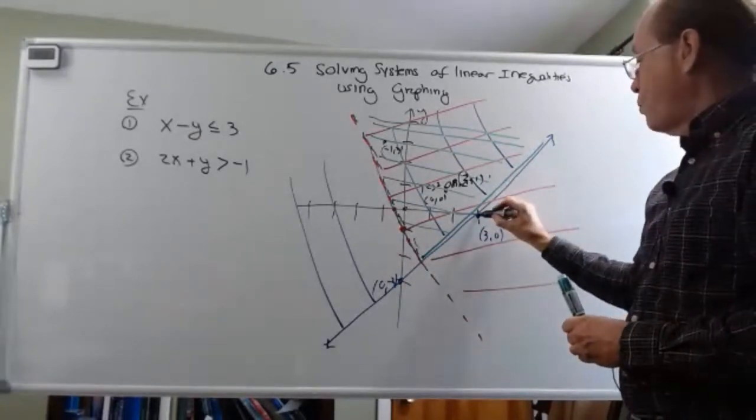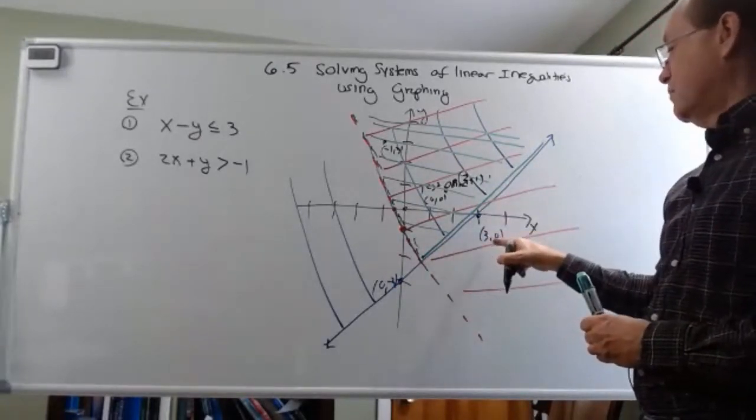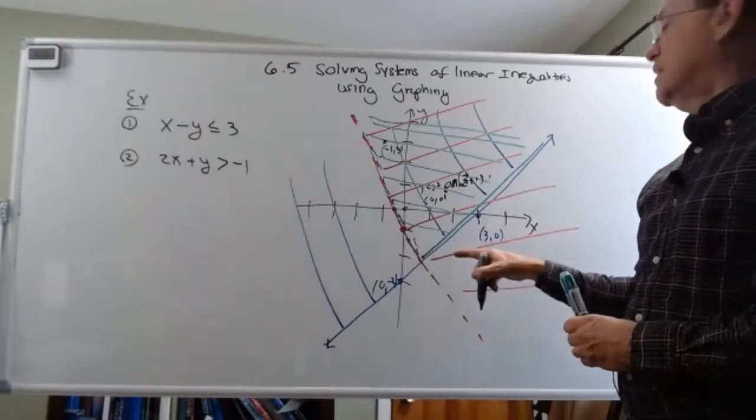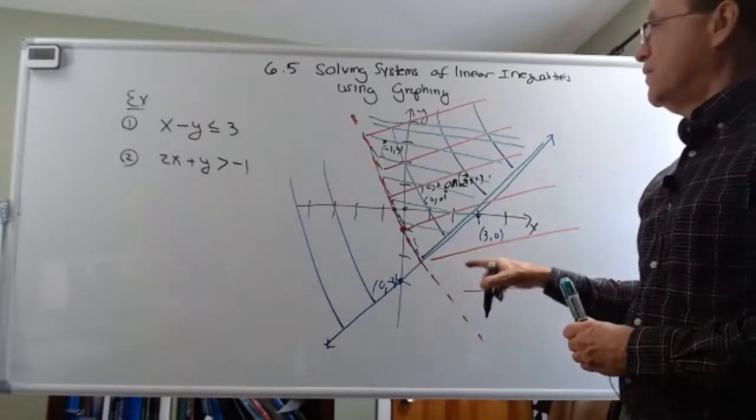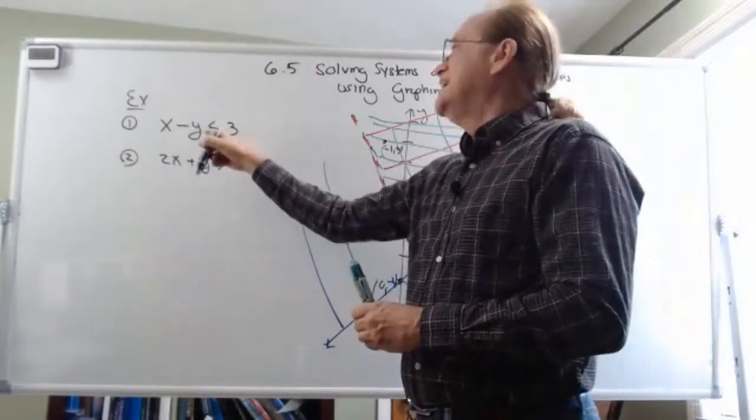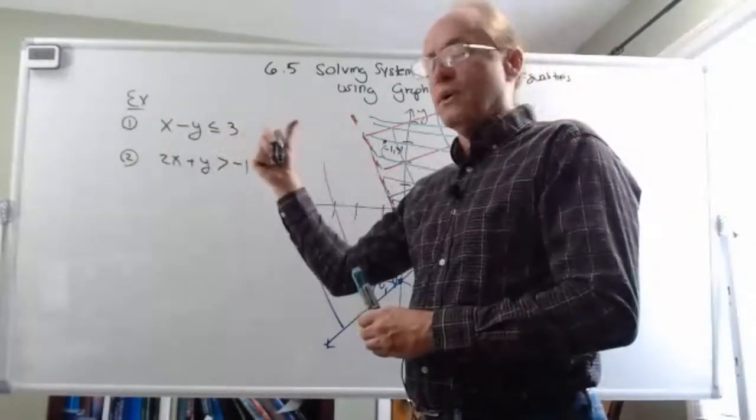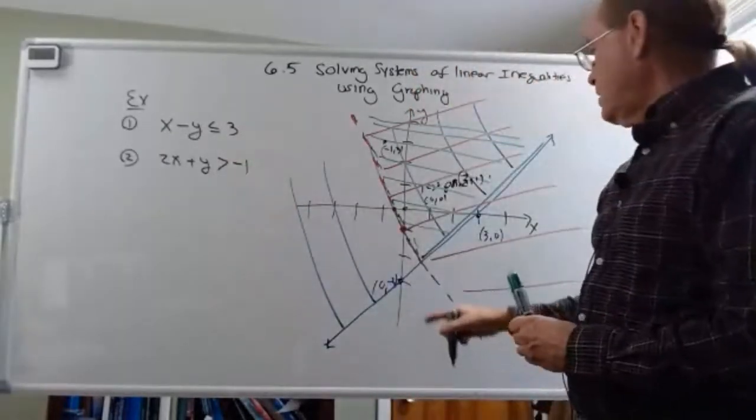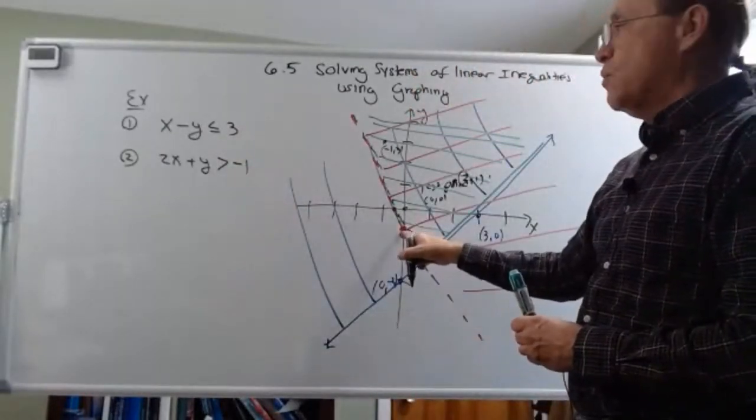Because this point over here works, (3, 0). It'll work in both of them. Because if I put 3 here, I get 3 is not less than 3, it's equal to 3. So that's an okay point.